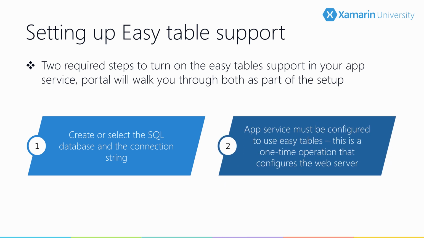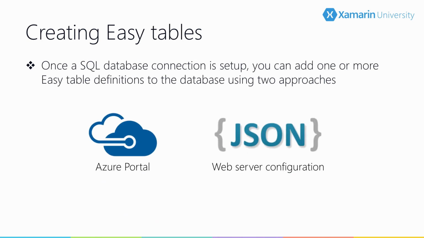The second step is unique to the Node.js backend. You must initialize the server to support Easy Tables. Effectively, this sets up folders on the server like /tables and /api, as well as some of the basic Node.js configuration. Once you've set up the database and initialized Easy Tables, you can start adding tables to expose through your service. This can be done in two ways. It can be done through the Azure portal or the web server configuration files.